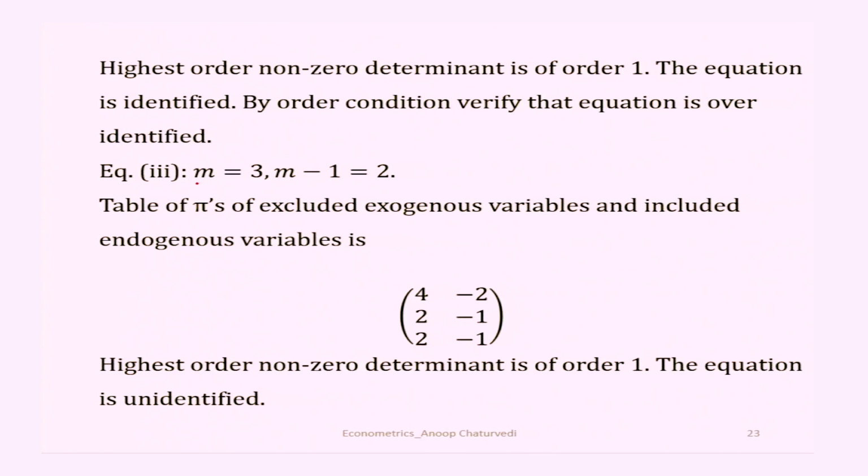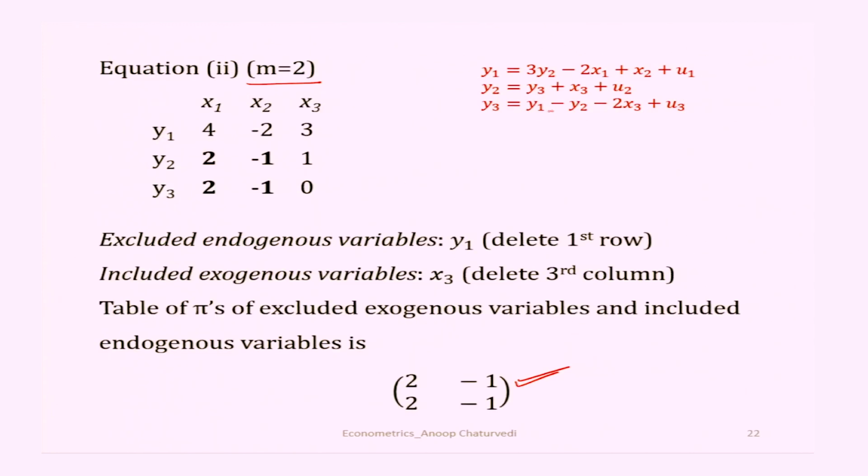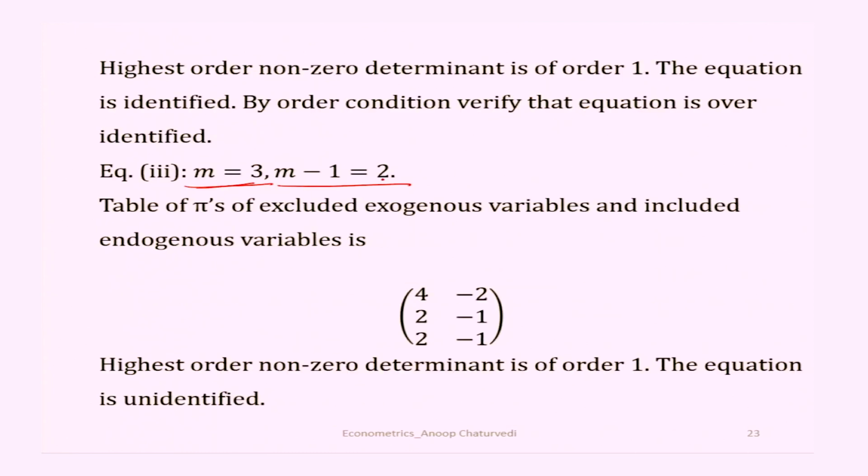Then for the third equation, m is equal to 3, m minus 1 is equal to 2. In the third equation, y1, y2, y3 are included. So, m is equal to 3, m minus 1 is 2. Then again we obtain the matrix of pies of excluded exogenous and included endogenous variables, and you get this matrix. Then the highest order non-zero determinant is of order 1. You can easily verify that you cannot form a non-zero determinant of order 2 by 2 from here.